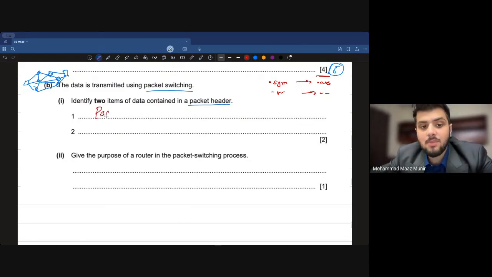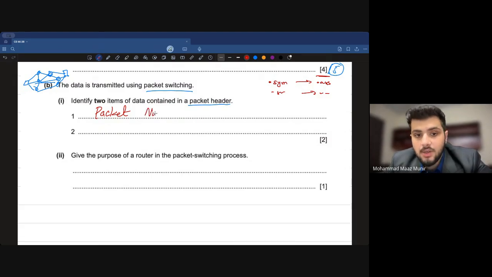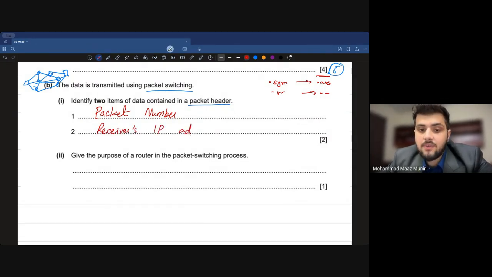If you guys remember, I said that it's basically your driver, the one who knows where we are heading to, right? So he knows how many passengers we have in the car. So packet number. Then they are aware of where they are going, so the receiver's IP address, and definitely the driver is also aware of where they are going from. So they also know the sender's IP address. So remember it this way, and it's going to be very, very easy.